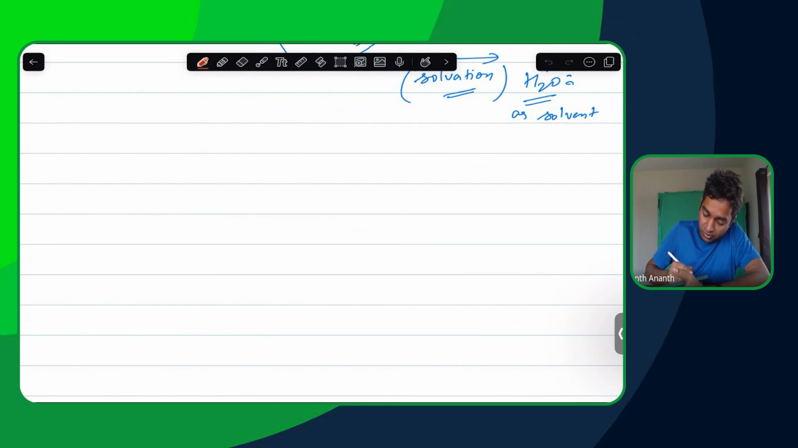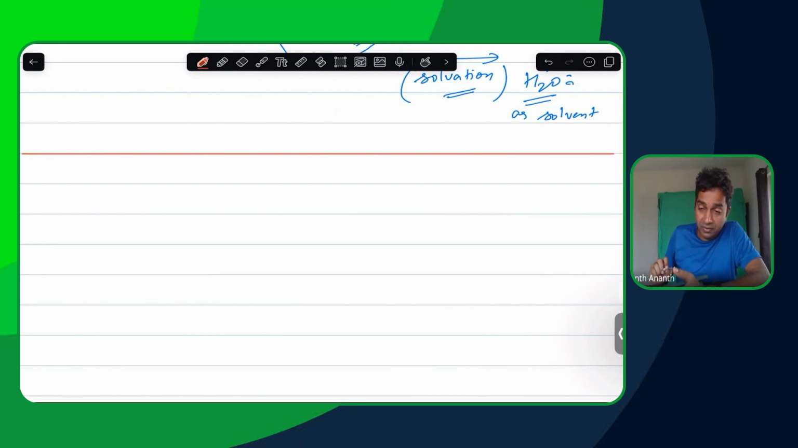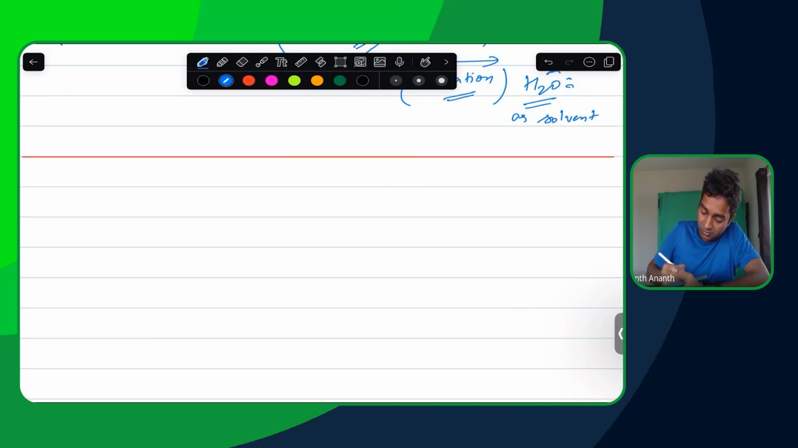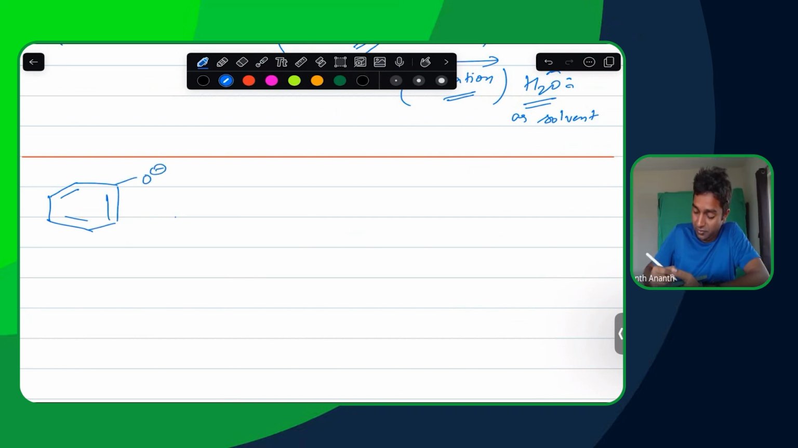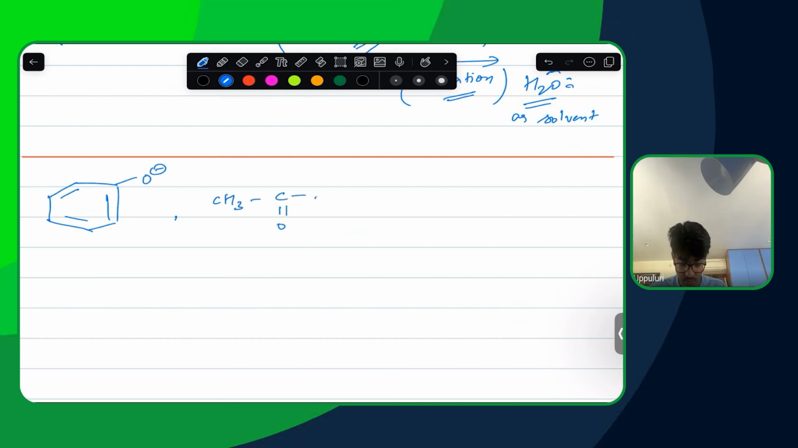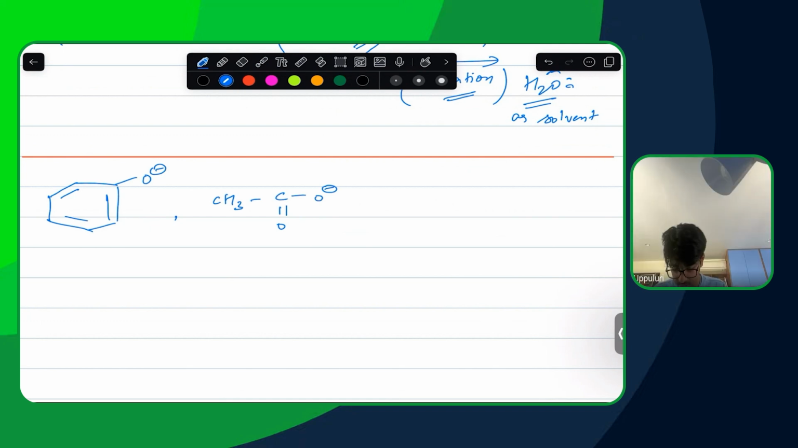Acetate has been given as the better nucleophile. Okay, and which has been given as more basic? I guess it's that one only. Sir, it was not in the notes, it was in a question. Okay, phenoxide ion and acetate ion. Yes, sir.